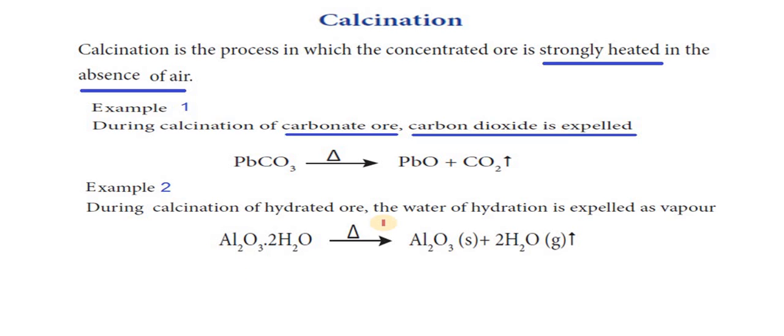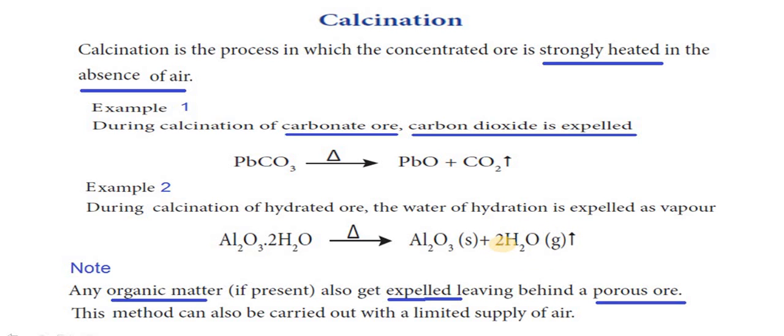For example, in bauxite, 2 water of crystallization. On calcination process, the 2 water of crystallization is expelled as water vapor. This is calcination. Sometimes your concentrated ore has organic matter that is also expelled during calcination and leaves the ore porous. Sometimes this method can also be carried out with a limited supply of air. I hope everybody understood what is calcination.